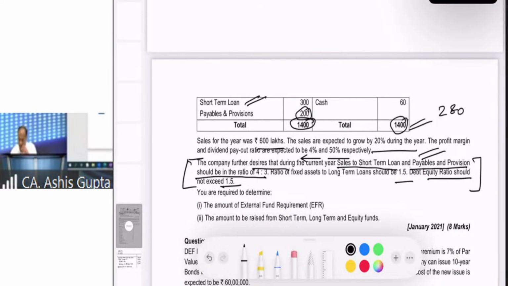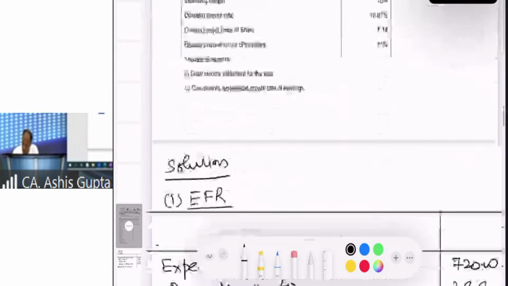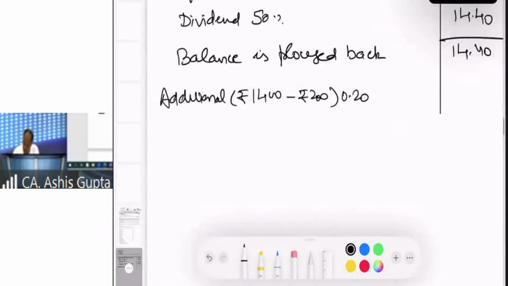Of course, sometimes assumptions can be made, but precisely, payables and provisions are assumed to be on a proportion of sales. So here 200 into 20% is 40, so it comes to 240. Okay, students, so overall we shall require funds of 240. So our external requirement will be 225.60.